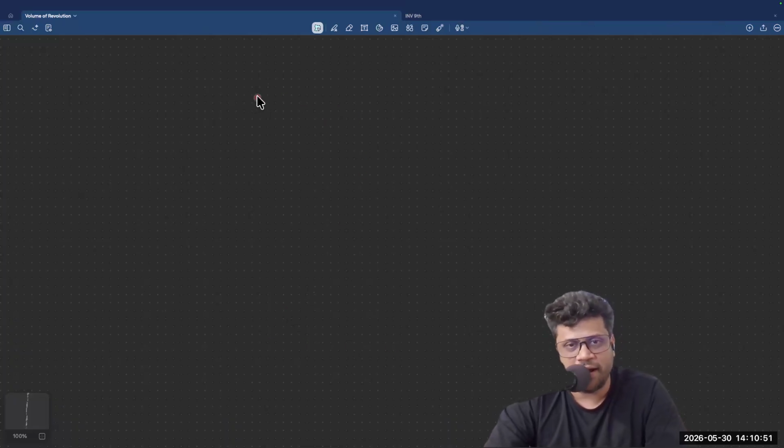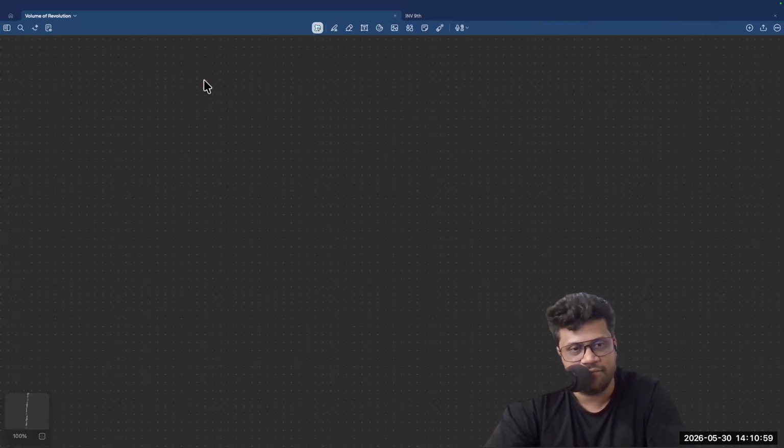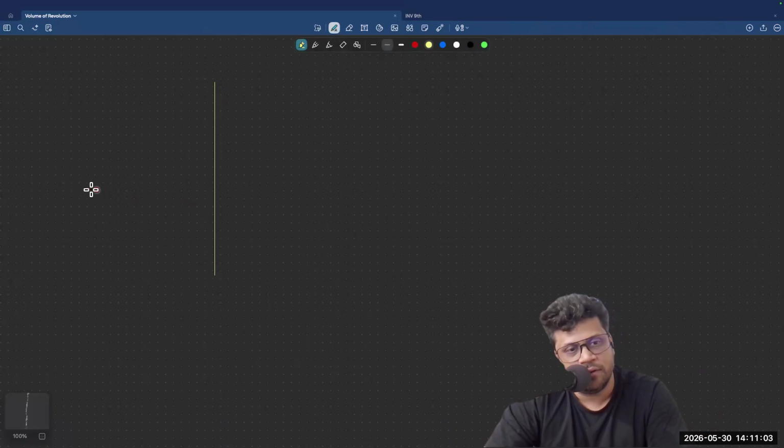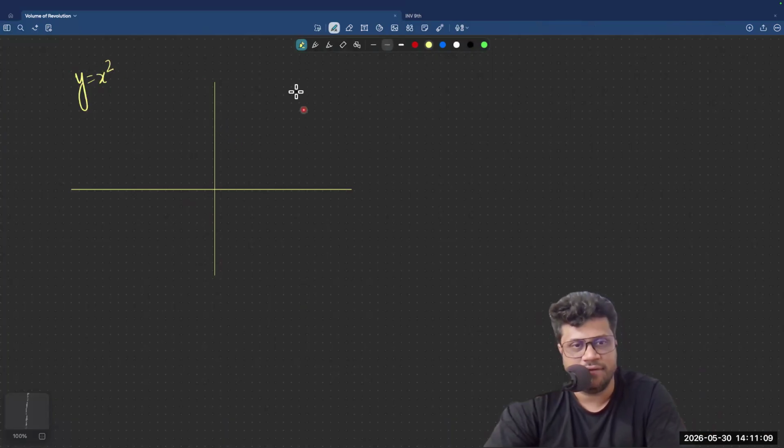Okay, so we're going to try to figure out the volume of revolution using different approaches and see which one fits us. Let's see. We have got an example. Let's say we've got an equation which is y equal to x square given to us. So it looks like that.